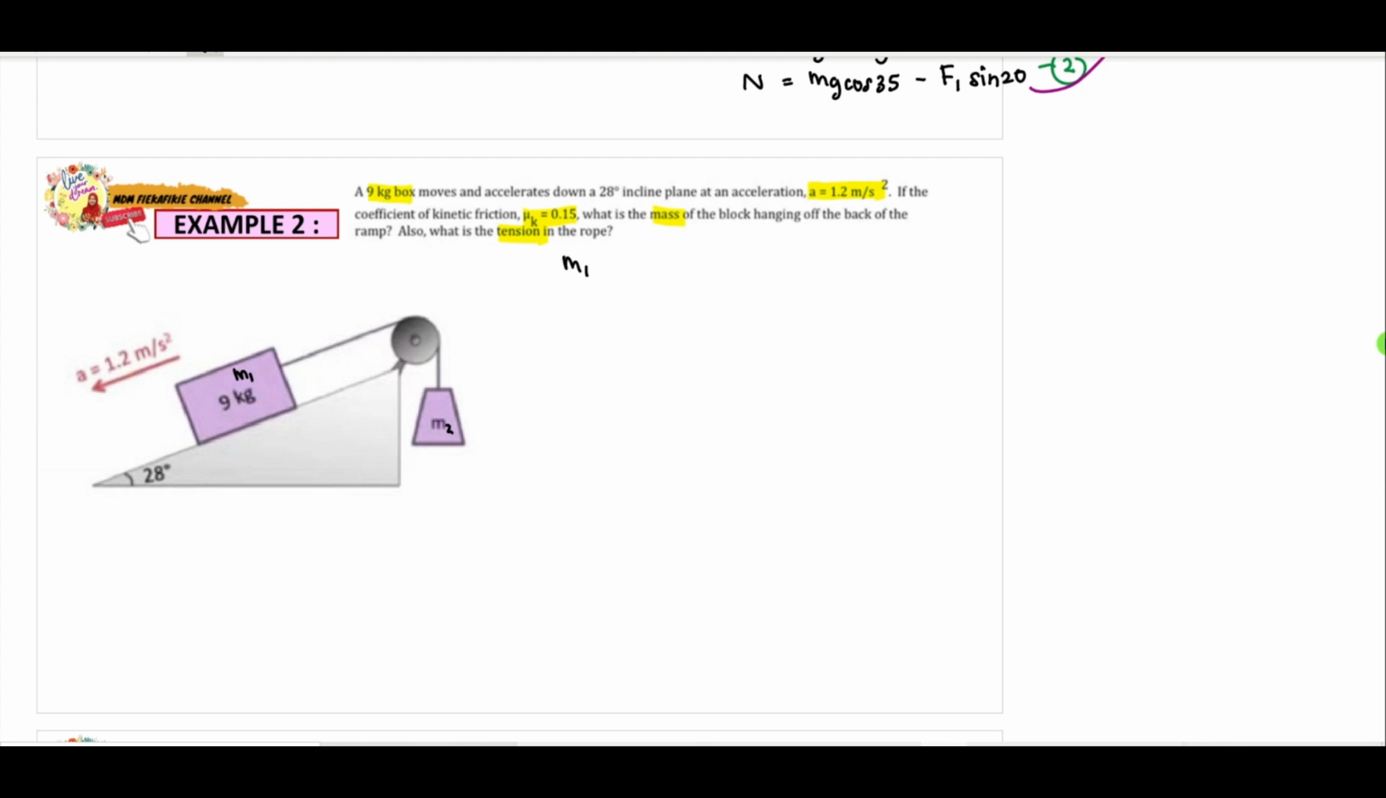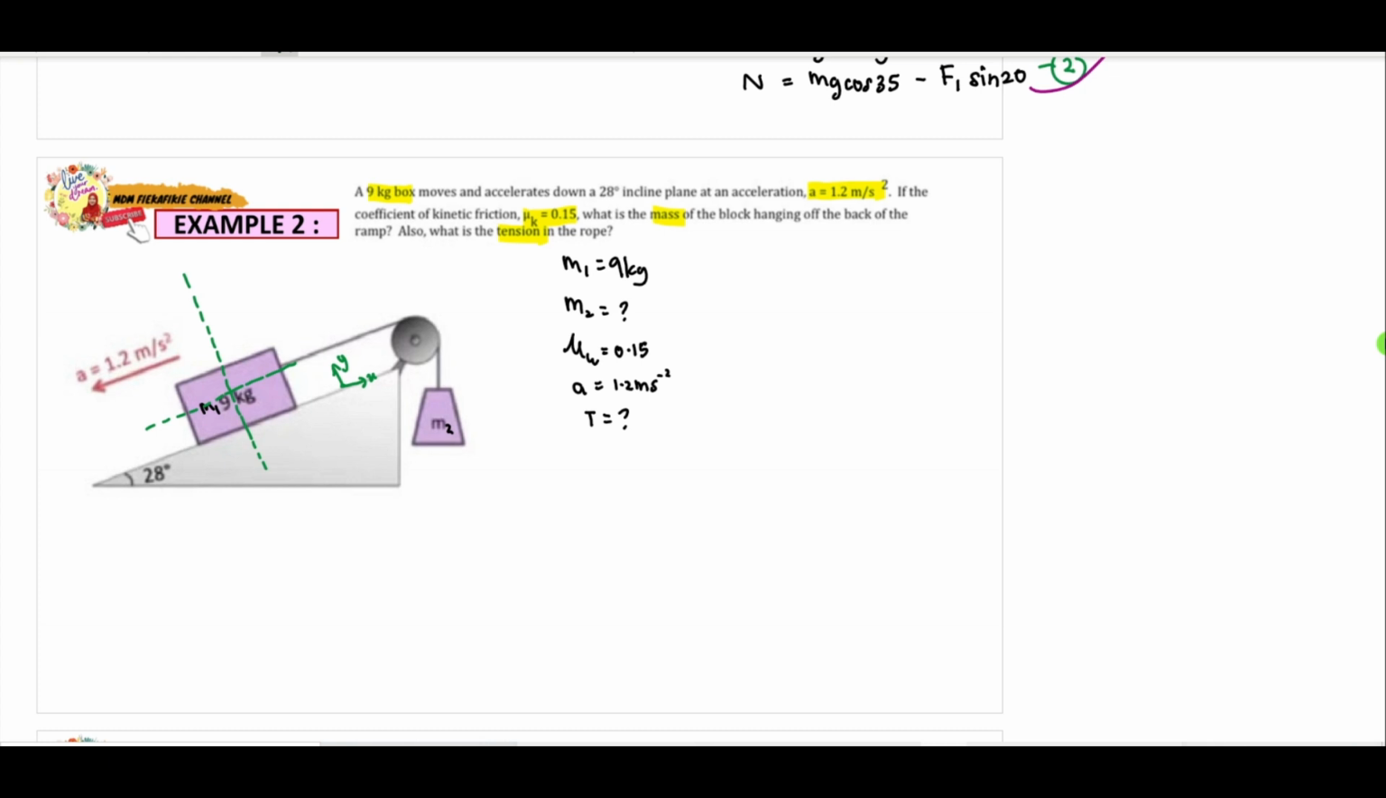Okay, so M1 is equal to 9 kg. M2 saya tak tahu berapa. So, mu K 0.15. So, the acceleration is given 1.2 meter per second squared. And soalan suruh cari tension. But before we start, let's draw the free body diagram. Okay, so we start with M1 first. Okay, sama macam apa yang kita buat tadi. Okay, so this would be X component. And this would be Y component. Okay, X component mesti yang selari dengan surface ini. X component. Yang perpendicular adalah Y component.